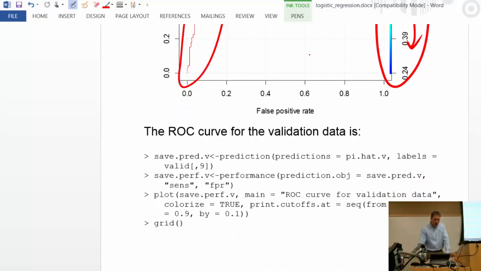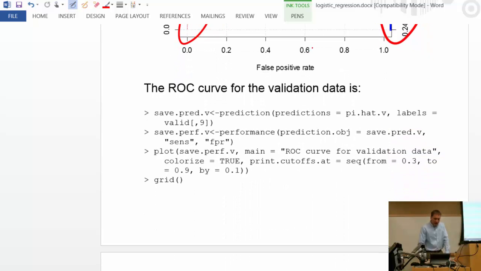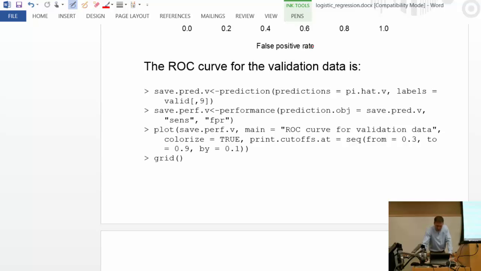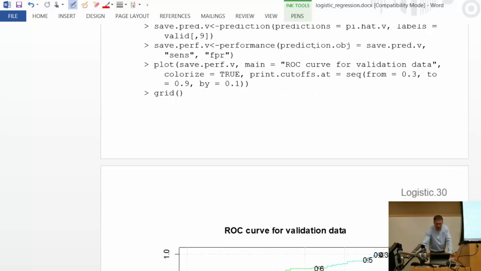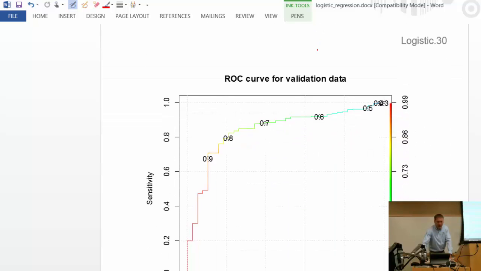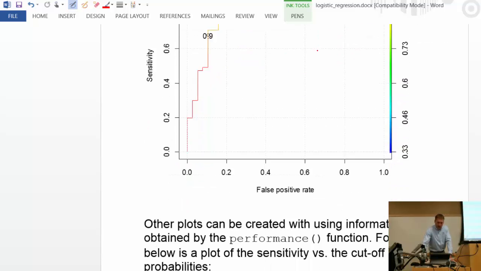Now you can also do other kinds of plots too. Let me make sure I'm not getting ahead of myself here. On page 29, top of page 30, I also do an ROC curve plot for the validation data. You can take a look at that code on your own.